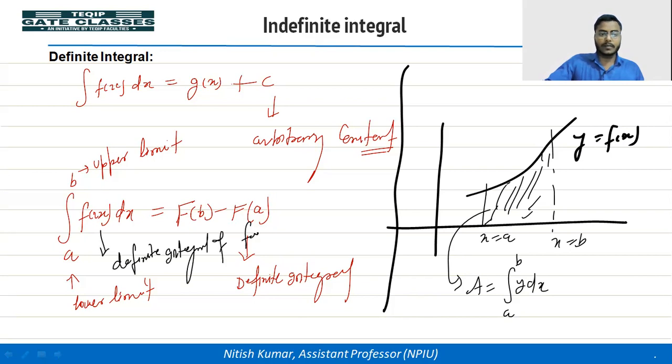This is called the definite integral of the function f(x). In this case there is no arbitrary constant. If we write it, we get function of b plus c minus function of a plus c, so c is cancelled.